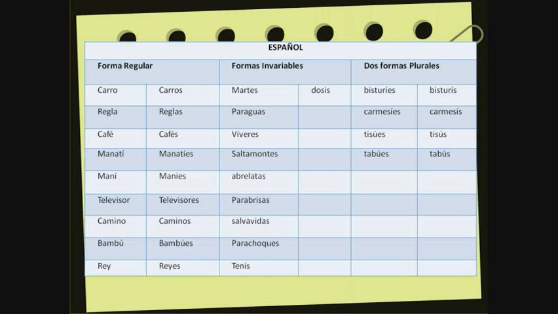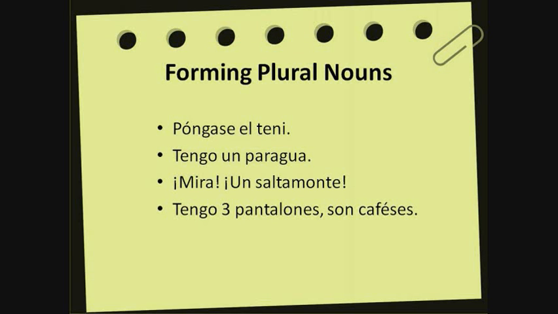Now I'm going to show you some common mistakes which Spanish speakers make. Póngase el tenis. Tengo un paraguas. Mira, un saltamonte. Tengo 3 pantalones. Son cafeses.